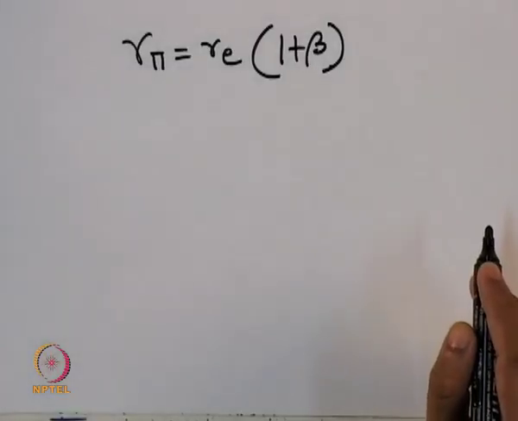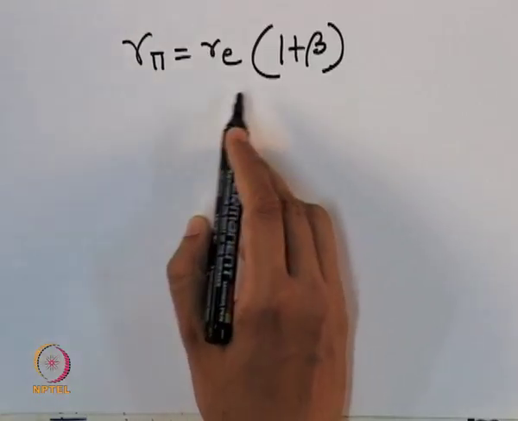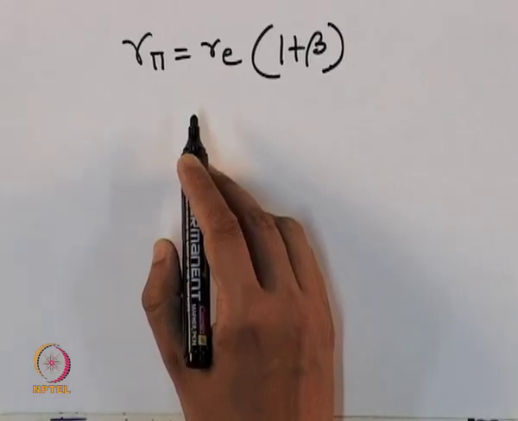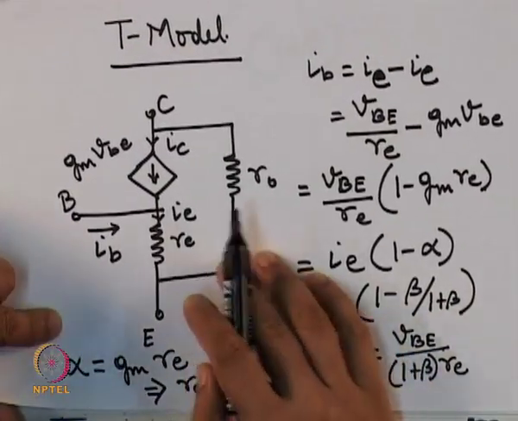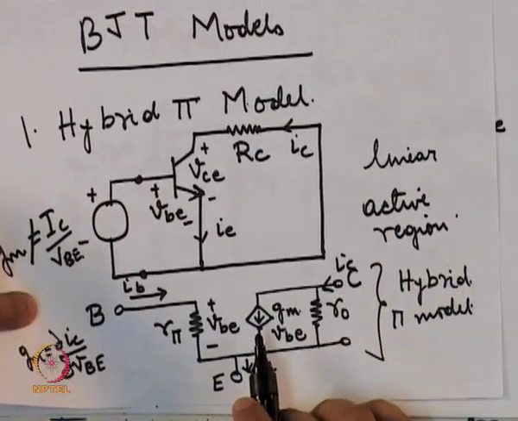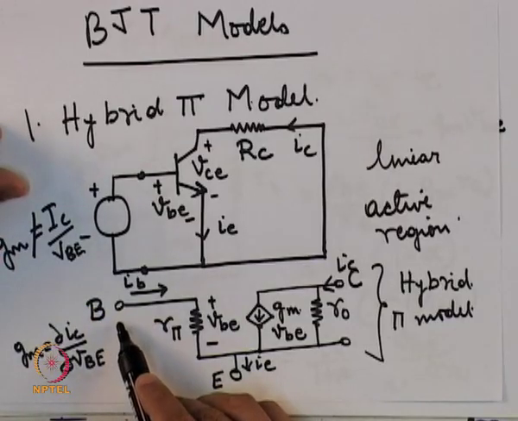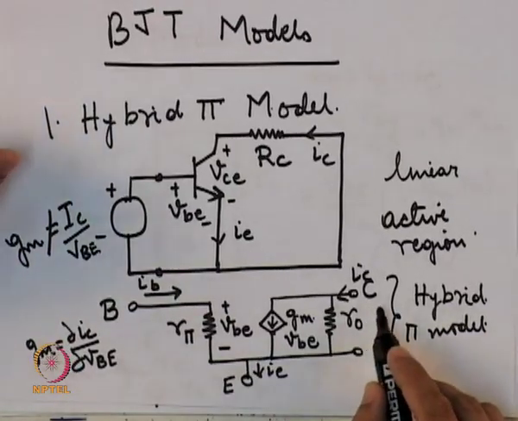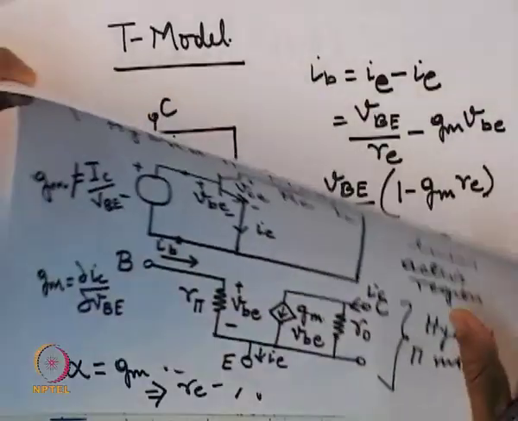Once these models are known, we can use them for finding the AC response of various circuits. For example, for the common emitter circuit that we had discussed earlier, we can find its equivalent model either in terms of the T model or the hybrid pi model. Connect the AC source that is applied to the base of the original circuit and find the voltage and current at the base and collector junction. That is how we solve for the AC response of a BJT.